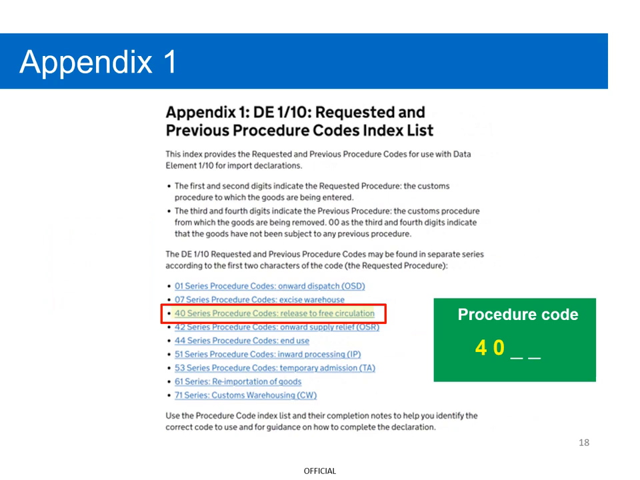As Hallie's importing her t-shirts to immediately sell in her shop, she selects Release to Free Circulation. Therefore, the first 2 digits of her procedure code will be 40.